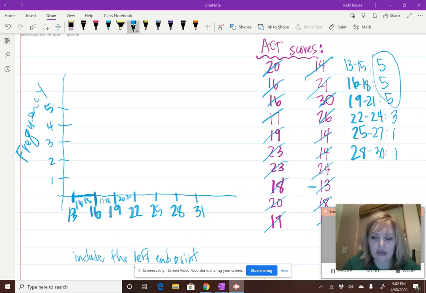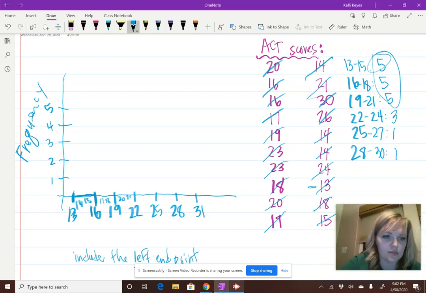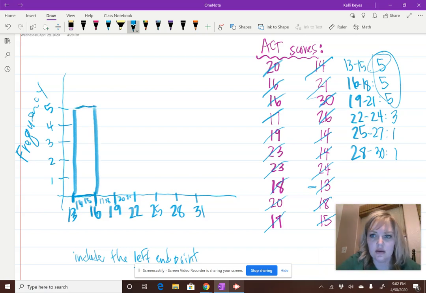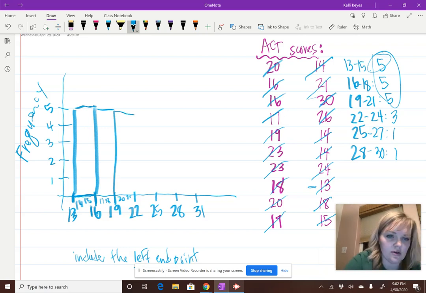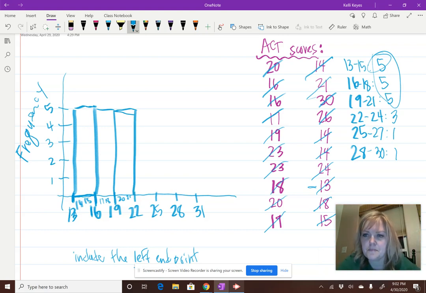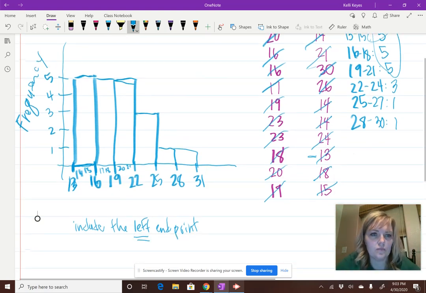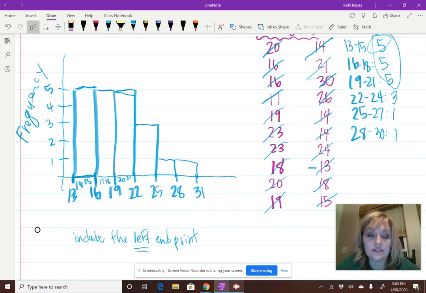Okay, so 13 to 15, we have 5. So I'm just going to draw that bar up to 5, right? 16 to 18. So the first 3 basically have 5. So that'll be kind of boring, but you know what I'm saying? And then 22 to 24 is 3. And then we go 1, 1. So that's how you do a histogram.